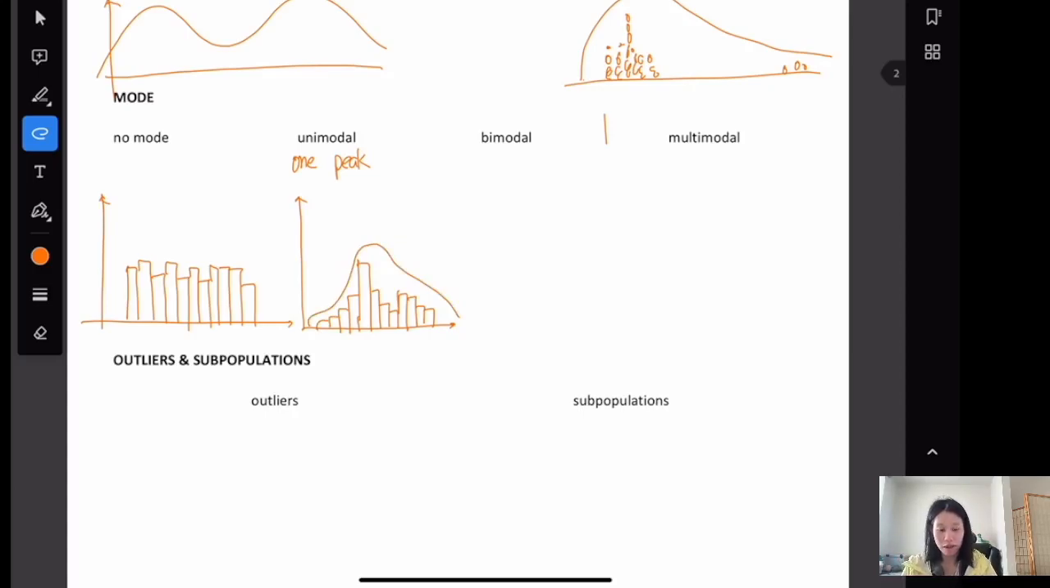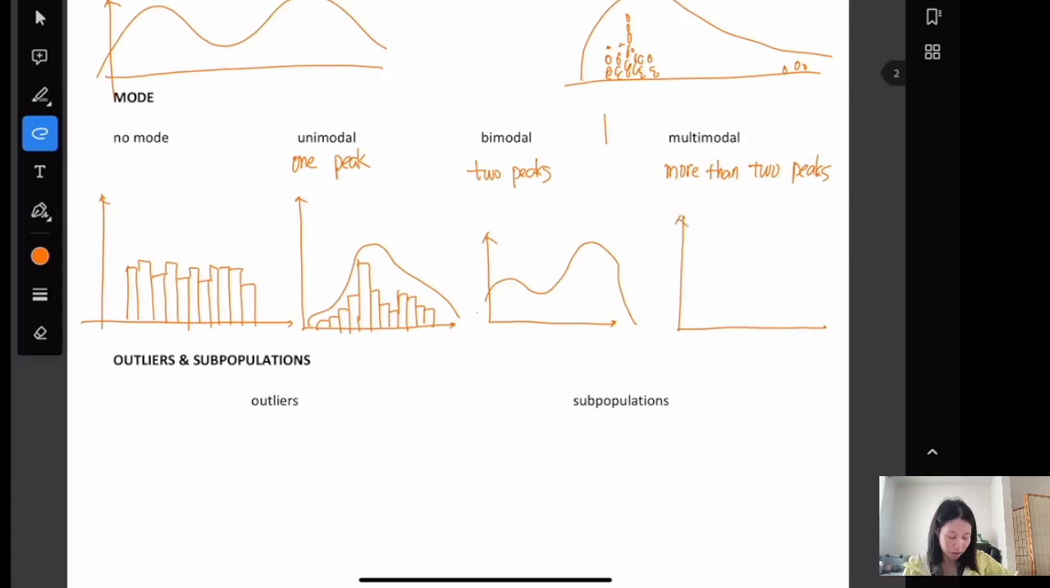Bimodal means you are going to see two peaks. The data might look like this; the two peaks don't have to be the same height. They can be different heights, but you will obviously see that there are two peaks. Multimodal means you have more than two peaks. You might see something like this one, where this data has three peaks. A mode basically is represented by the prominent peak in the distribution. It's the value with the most occurrences in the data set.